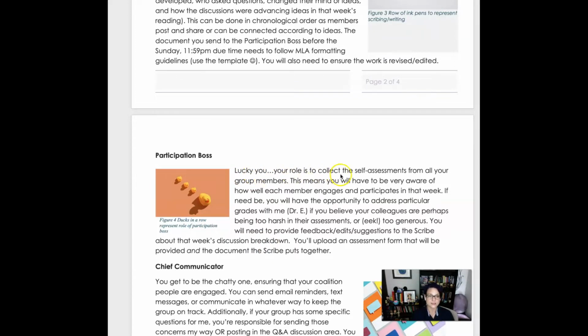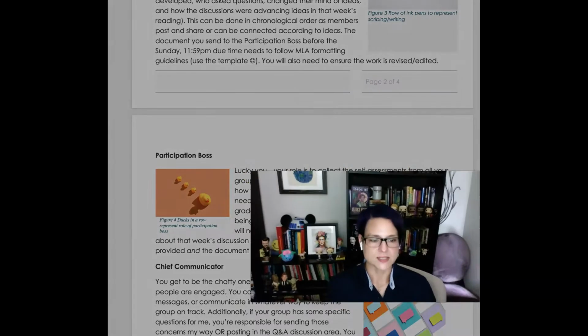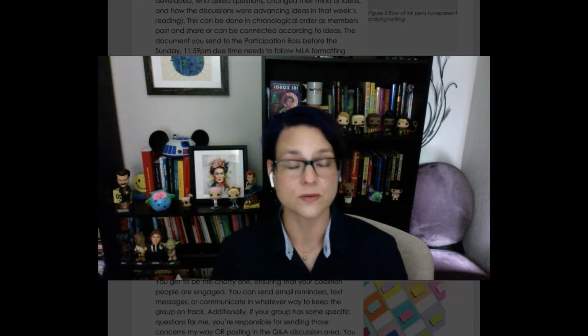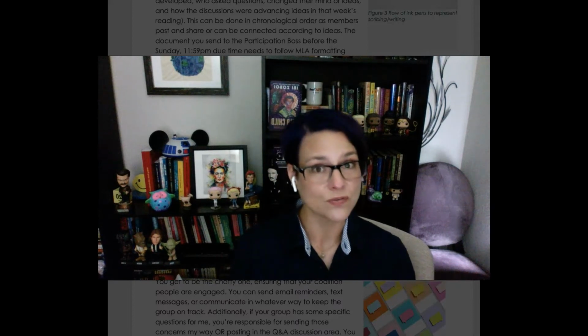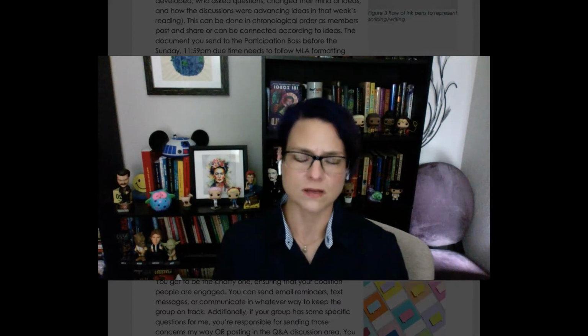So your role is to collect the self-assessments from all of your group members. So this is a situation where you are given some freedom to grade your own work, your own participation, your own involvement. So there will be a form that the participation boss completes. So all the group members need to submit their own self-assessment to the participation boss before that is due. The participation boss can also put notes to me if they believe that this person has maybe given themselves a grade that's a little bit too low for their efforts, they were being a little bit too critical of their own work, or if somebody gives themselves a grade that is a little bit too high for the contributions they made that week, right?